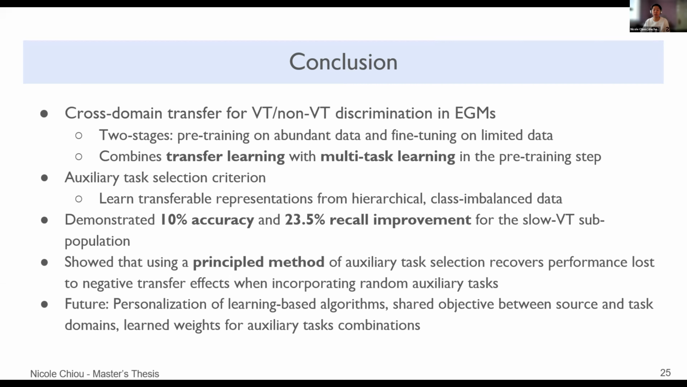Additionally, the cross-domain transfer method does not directly optimize the target objective during the pre-training step, and this may lead to learned representations that do not benefit the target task. To remedy this, future work could introduce a method of learning from both source and target domains simultaneously using a shared objective that combines the use of auxiliary tasks for the source domain in a multitask learning environment.